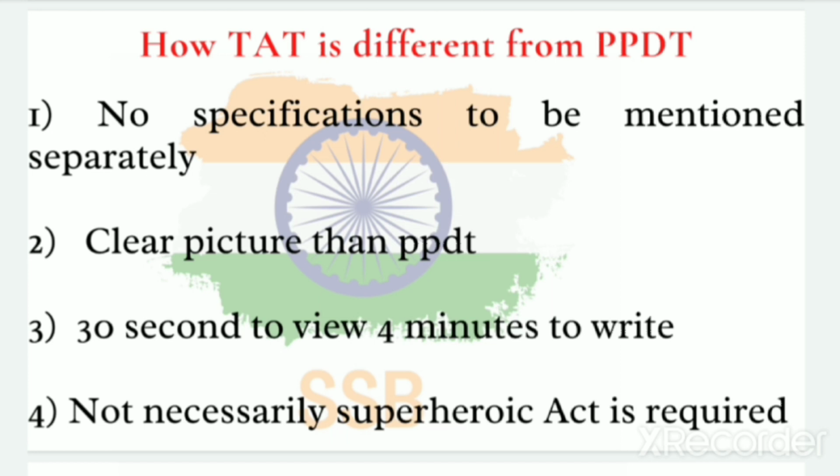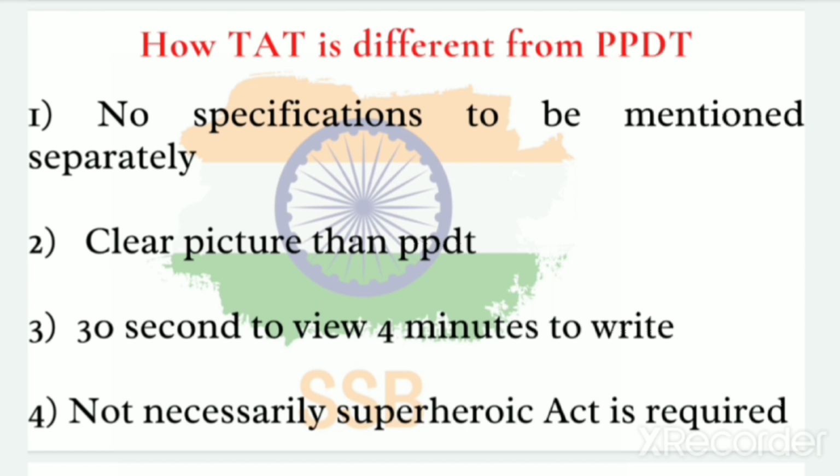You are given 30 seconds to view and 4 minutes to write. After 30 seconds, you can directly write the story. You don't have to mention the number of characters or the mood or the action of the story separately. You can mention all these in the story itself, like Vidya, 24, a homeopathic surgeon in this hospital. Like that. You don't have to write whether the mood of the person is positive or negative or neutral.